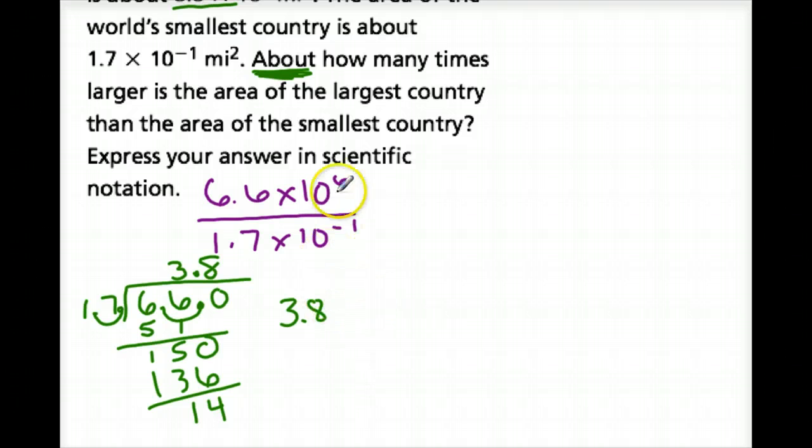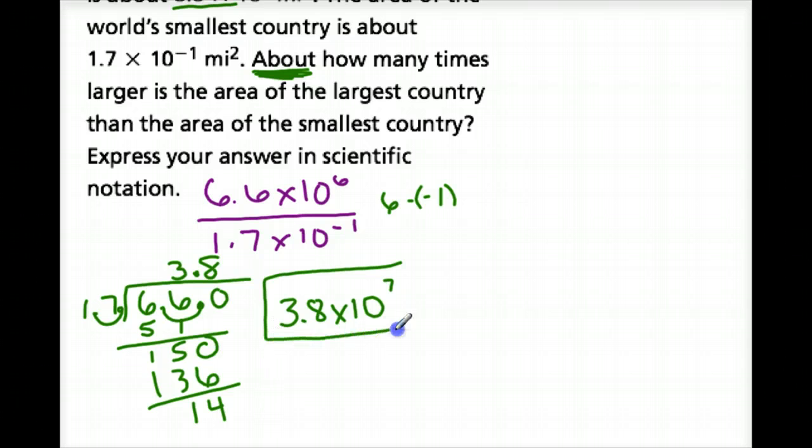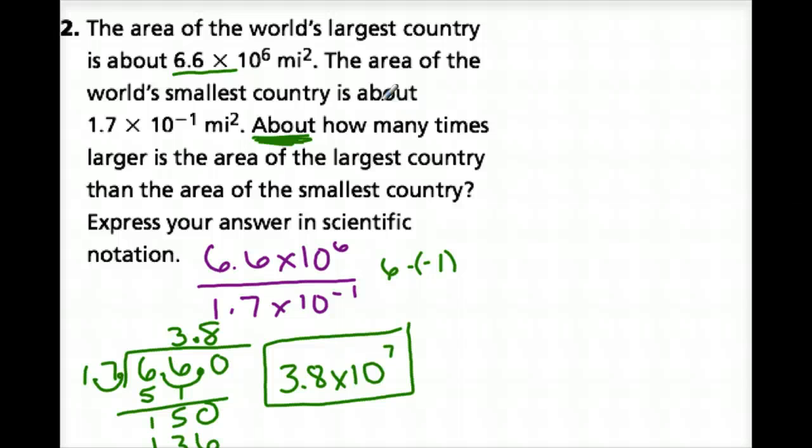We're rounding. Now we're going to 3.8 times 10 to the 6 minus negative 1. What is 6 minus negative 1? That gives me 7. So the area of the smallest, or excuse me, the area of the largest country is about 3.8 times 10 to the 7 times larger than the area of the smallest country. So 3.8 times larger.